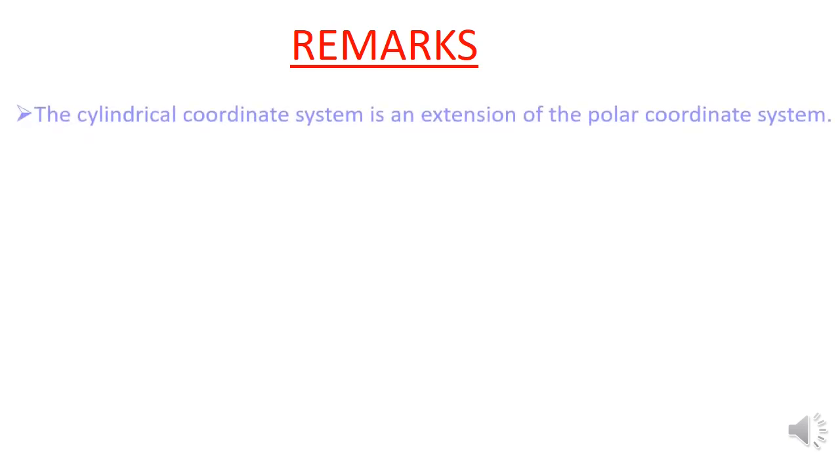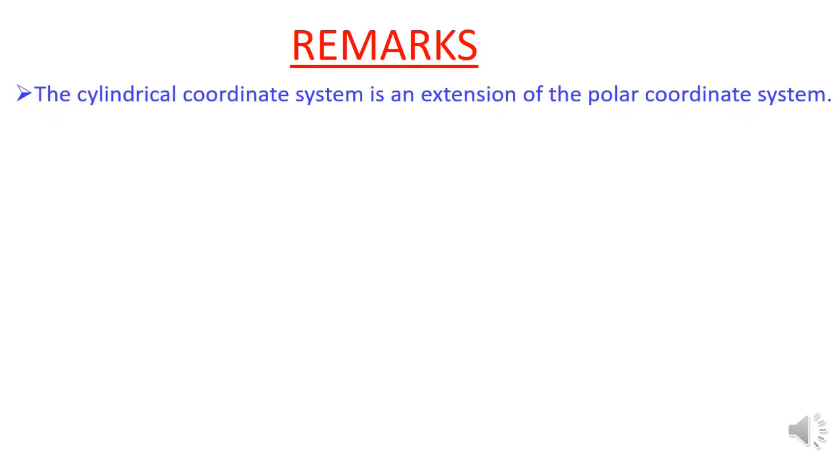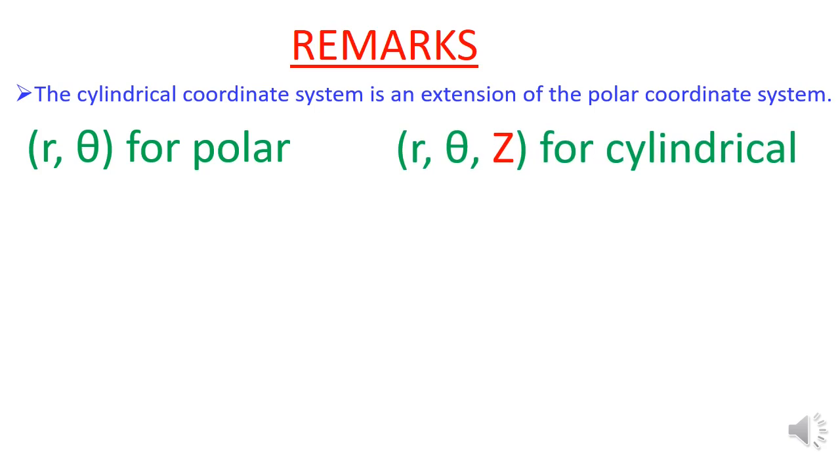Now let us look at some remarks on the various coordinate systems we have studied. So the very first remark is that the cylindrical coordinate system is an extension of the polar coordinate system. When we are studying the polar coordinate system, we discover that it has coordinates r, theta, while the cylindrical coordinate system has coordinates r, theta, z. You discover that the only difference between the polar and the cylindrical coordinate system is the z extension for the cylindrical coordinate system. This therefore means that the cylindrical coordinate system is an extension of the polar coordinate system.